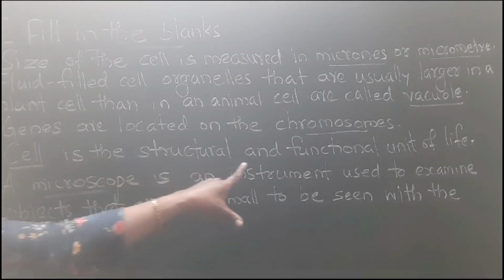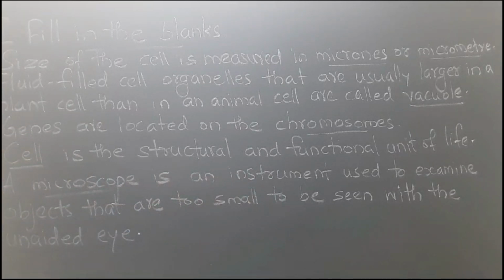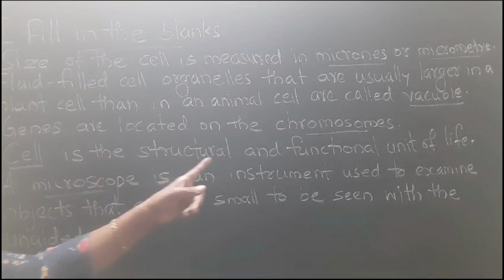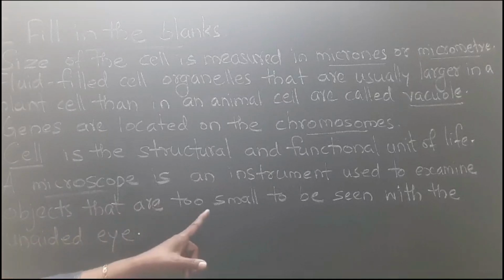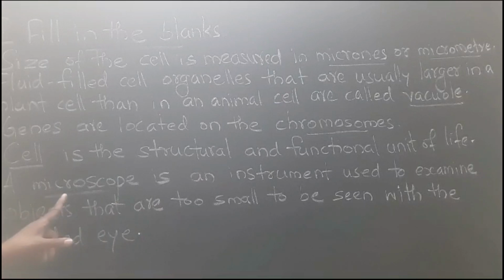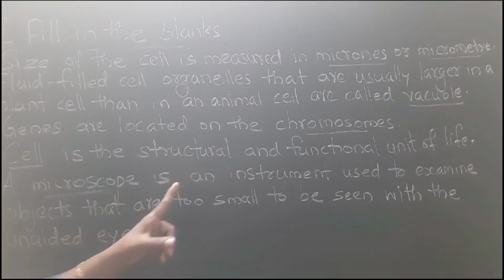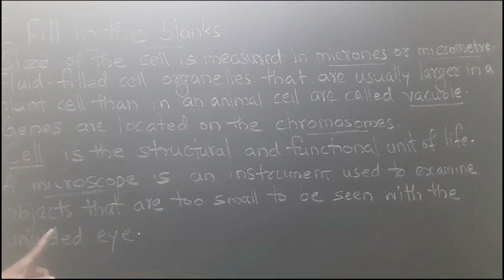Then 4, cell is the structural and functional unit of life. The question is, dash is the structural and functional unit of life. Answer is, cell is the structural and functional unit of life. Number 5. A dash is an instrument used to examine objects that are too small to be seen with the unaided eye. The answer is microscope. A microscope is an instrument used to examine objects that are too small to be seen with the unaided eye.